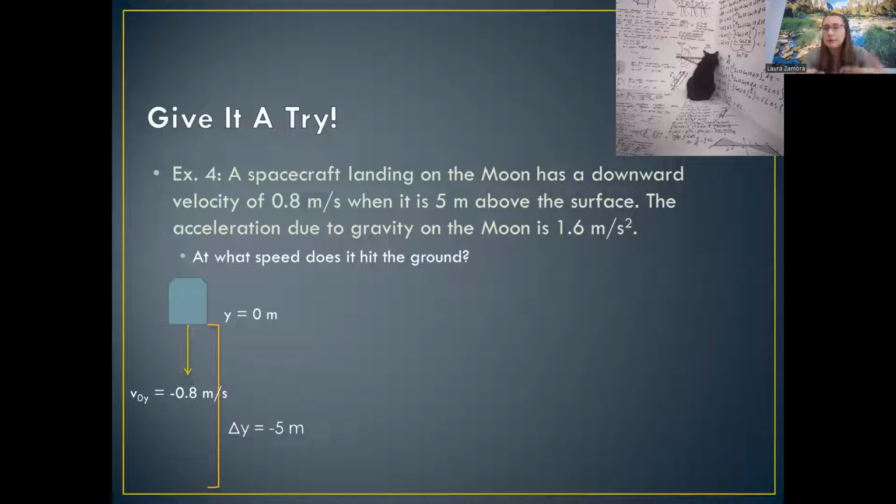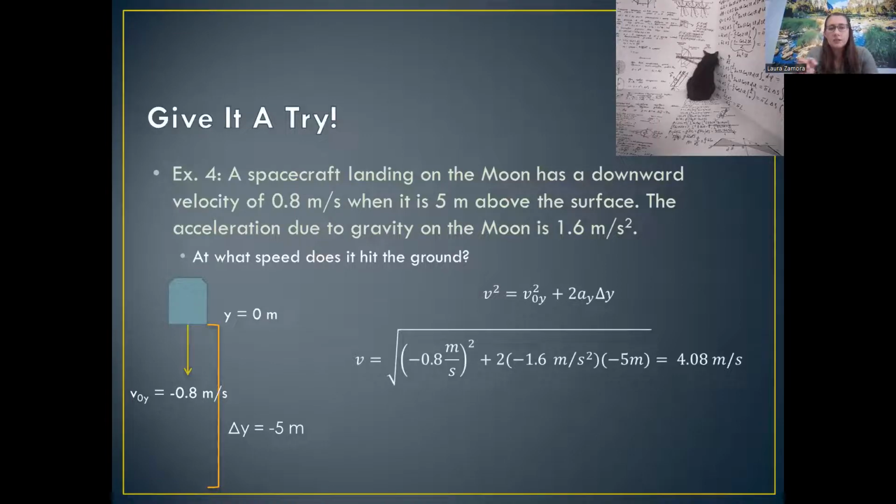So there are a couple of different ways that you could have done this, right? You could have set the ground to be your 0 point, and your height would then be a positive 5 meters. Or you could set the height of your spacecraft to be your reference point, and then the ground would be at negative 5 meters. Either way is completely valid.